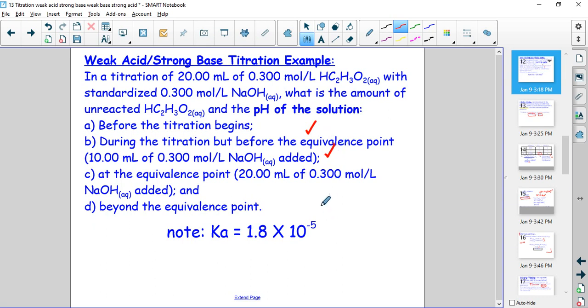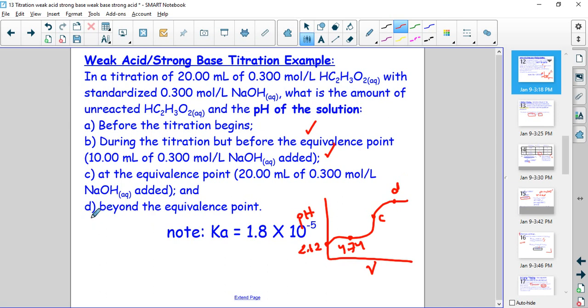Okay, so that left us with a roughly drawn titration curve that looks something like this. The pH, I believe, was 2.62 at our first point, A. B, after titration but before equivalence, I think that was 4.74 if I'm not mistaken. Then at equivalence is what we're going to figure out next. So this is C, and then beyond equivalence is D.